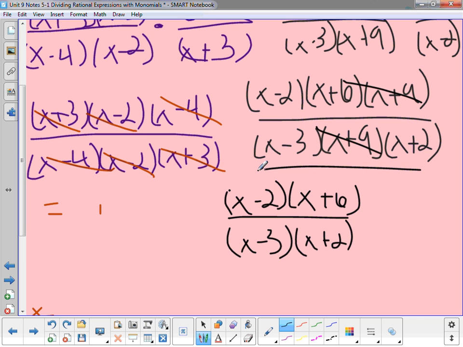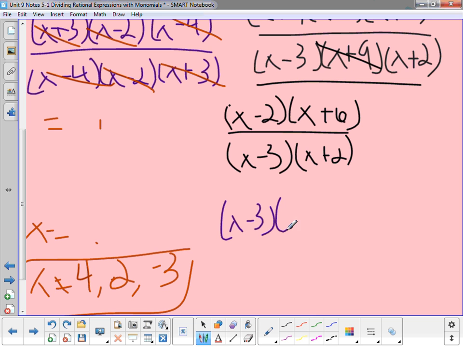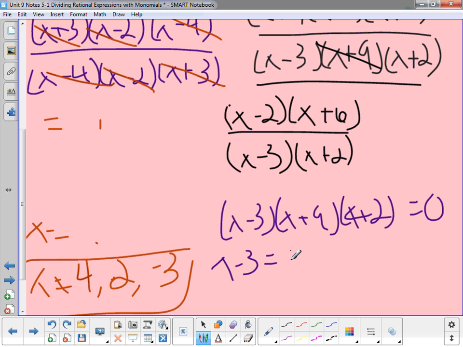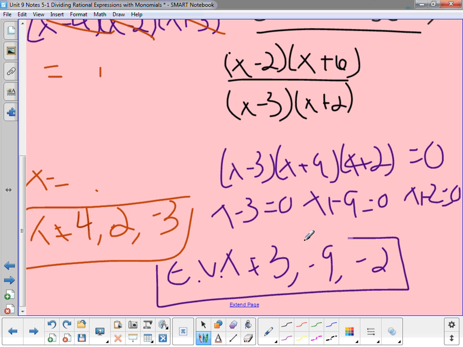Last but not least, we need to set each of those equal to 0. So we have x minus 3, x plus 9, and x plus 2 equal to 0. We're going to take each of those factors and set them equal to 0. Then we get that x cannot be 3, negative 9, or negative 2 for our excluded values.